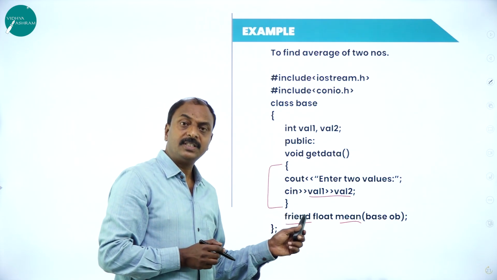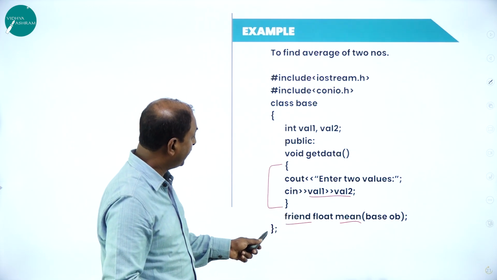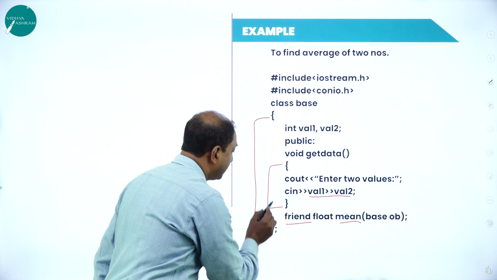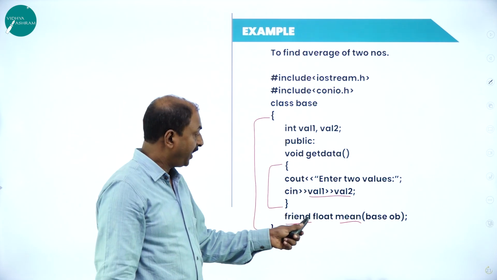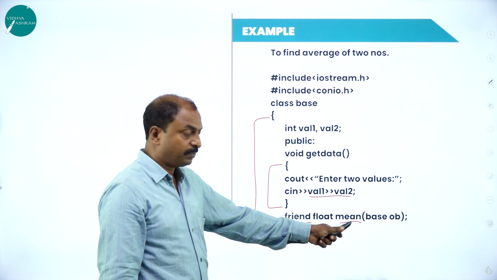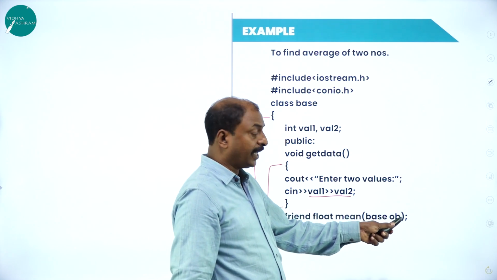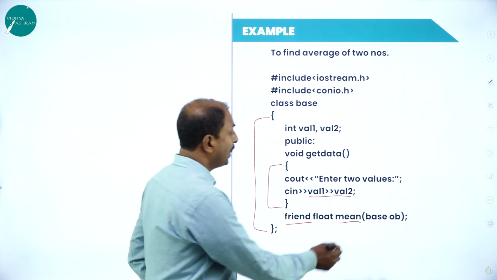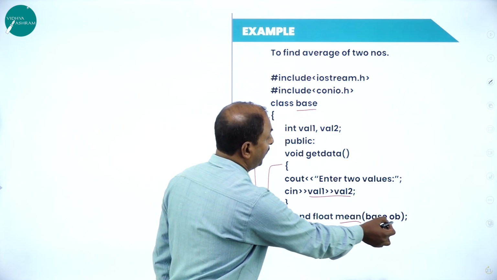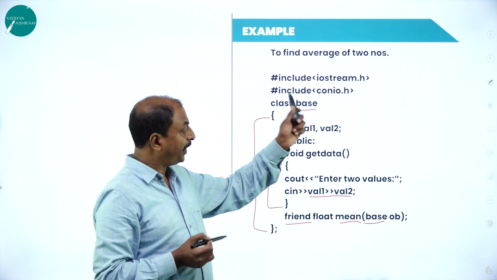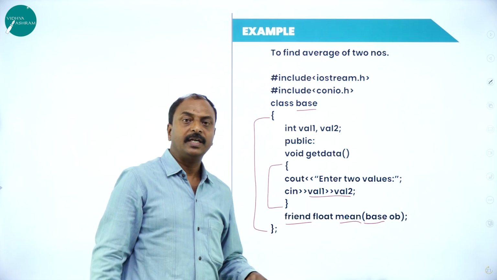So friend is a reserved word. Friend functions are declared within the class. See, from here to here is the class. Inside that we are declaring the friend function with the keyword friend, the name of the function is mean, and we are passing an object as we have seen in the previous example. Base is the name of the class, and OB is an object of the class base. So this is the function declaration.